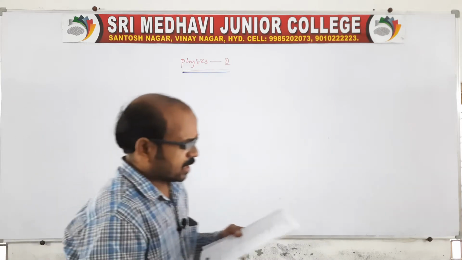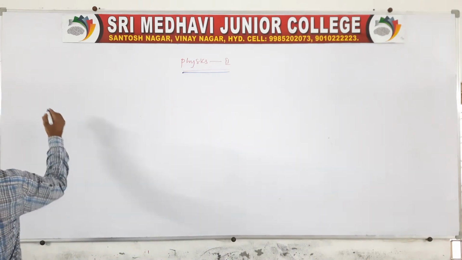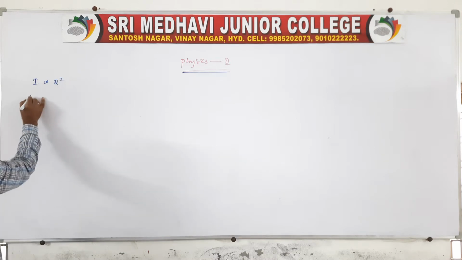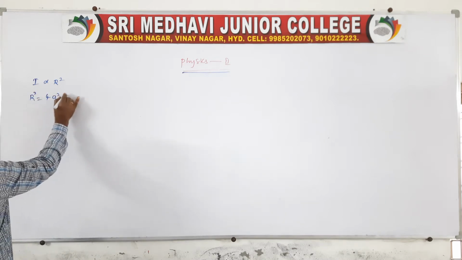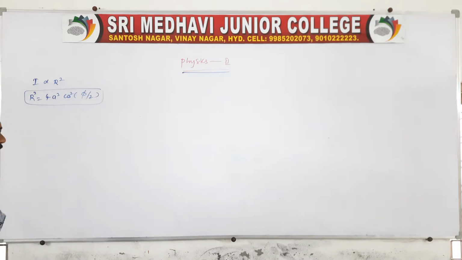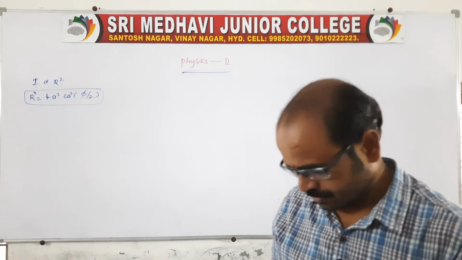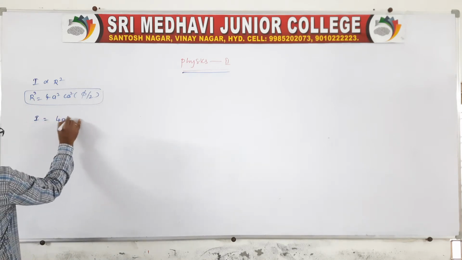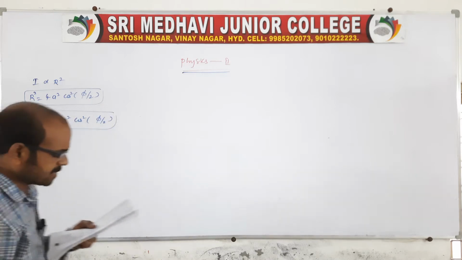That is, I is directly proportional to r square. I'll continue from there, because now we have to find I directly proportional to r square. Therefore, we know r square is equal to 4a square cos square pi by 2. This is the resultant amplitude. Of course, intensity is directly proportional to amplitude square, so directly we can replace this: I is equal to 4a square cos square pi by 2. This is the relation related to the intensity.